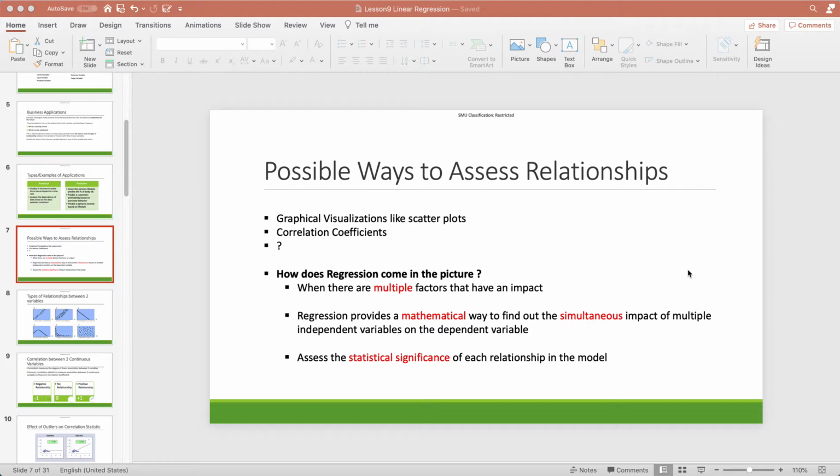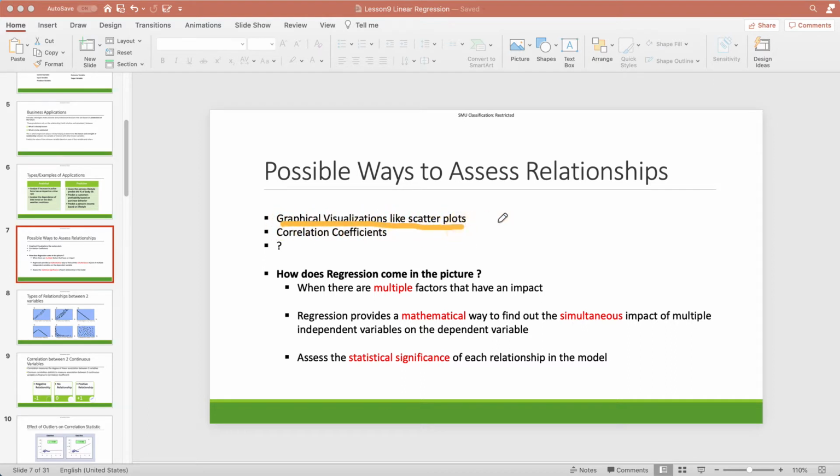So let's take a step back and talk about assessing relationships in itself. Let's talk about some of the ways you're already familiar with to find out the relationship between variables. Some of these are graphical and the other ones are not graphical. So let's see what these are. Graphical techniques such as scatter plots.